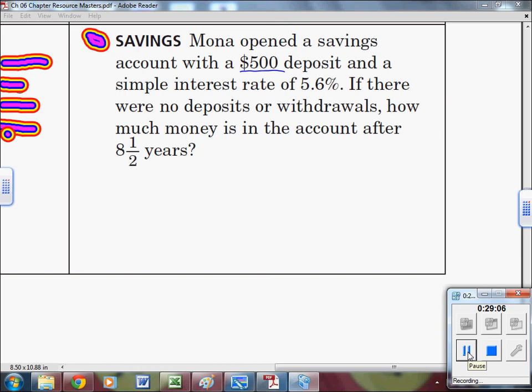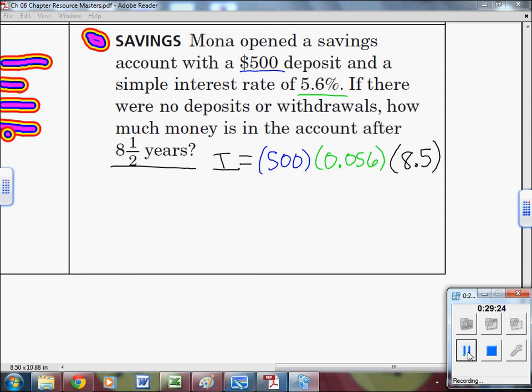Alright, so let's knock this question out. The principal is $500. As we go to do our formula, we're going to find our interest first. That means we're going to start by doing principal times rate. Our rate is 5.6%, so as a decimal, that's 0.056. Our time is 8.5 years. Now just multiply all this together, and this will tell you how much interest she earned in 8.5 years.